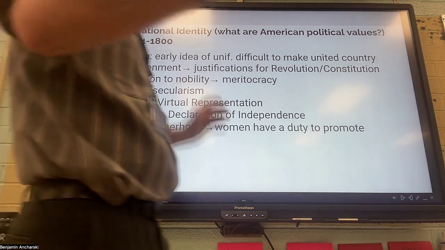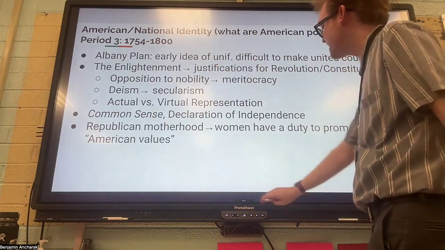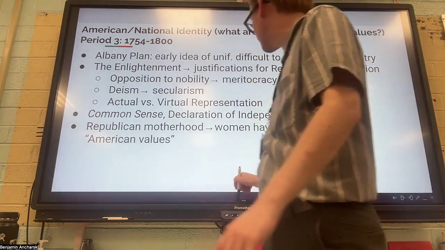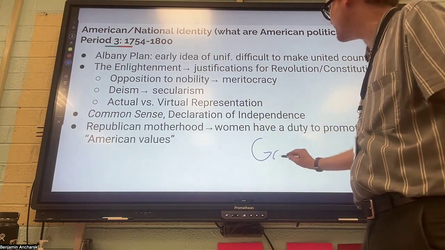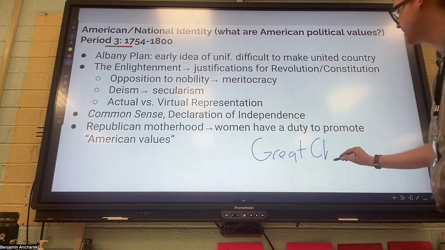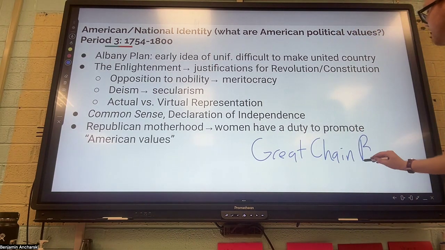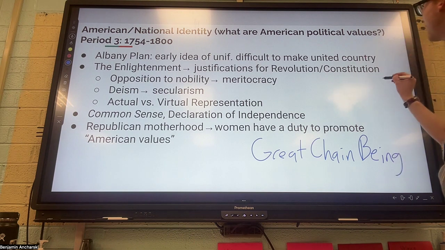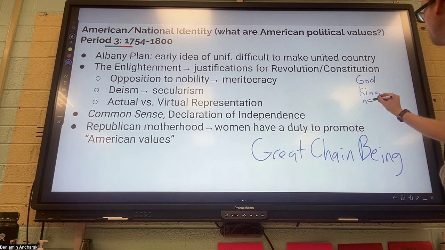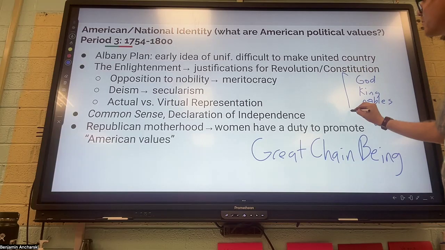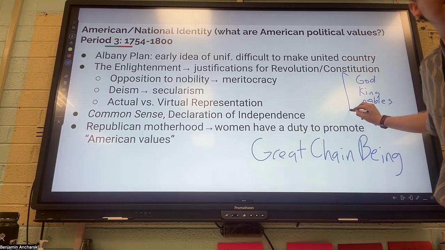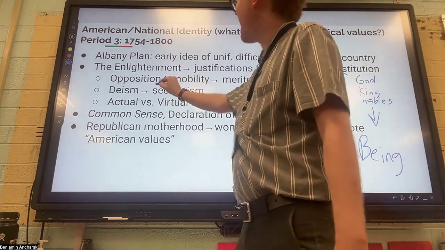Remember, back before the Enlightenment, there was a concept that existed in Europe and in its colonies known as the Great Chain of Being. This essentially was the idea that all society is ordered based on a set hierarchy. There's God on top, there's kings, there's nobles, and then there's everybody else on bottom. This is natural. It is God-given. But the Enlightenment is going to say, heck no to that.